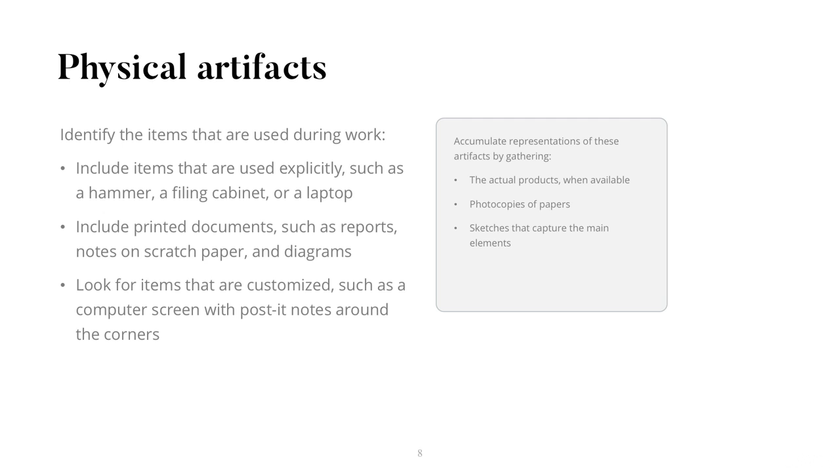Next, identify the items used during work that relate to physical and digital artifacts. Starting with physical, identify items that are used explicitly. These might be things like a laptop or a filing cabinet or a filing folder. Include printed documents such as reports.